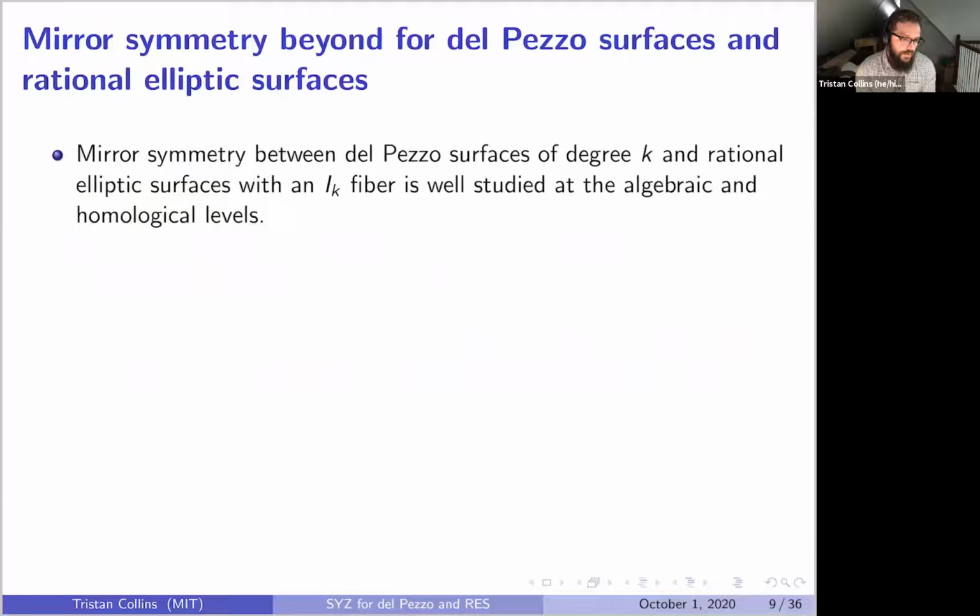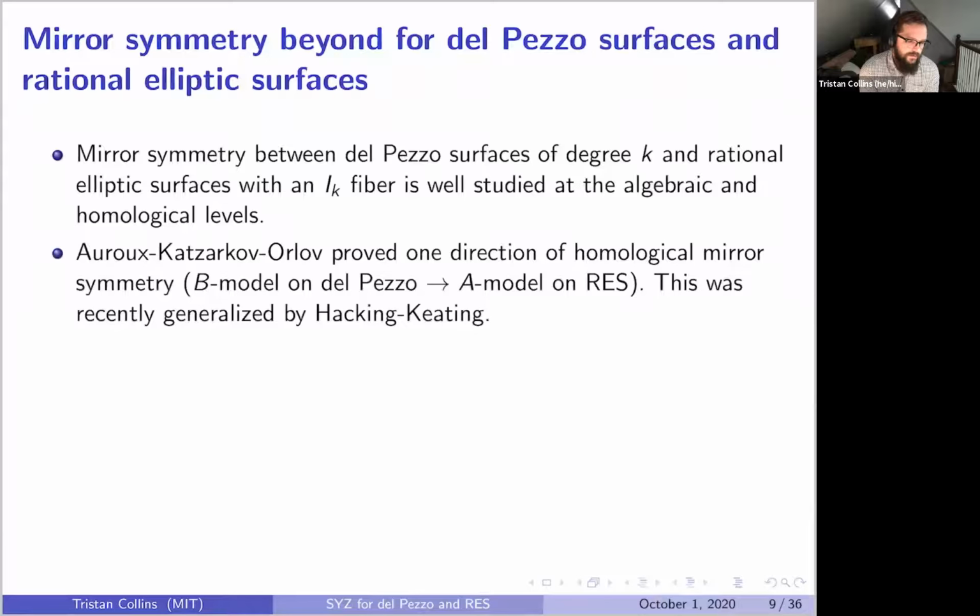So mirror symmetry between these two characters, del Pezzo surfaces of degree K and rational elliptic surfaces with an IK fiber, is actually very well studied. I mean, it's been mentioned a lot already in this workshop, primarily at the algebraic and homological levels. To mention a very incomplete list of results, Auroux, Katzarkov, Orlov proved one direction of homological mirror symmetry. They showed that the B model on the del Pezzo surface is the same as the A model on the rational elliptic surface. And this was recently generalized by Hacking and Keating.